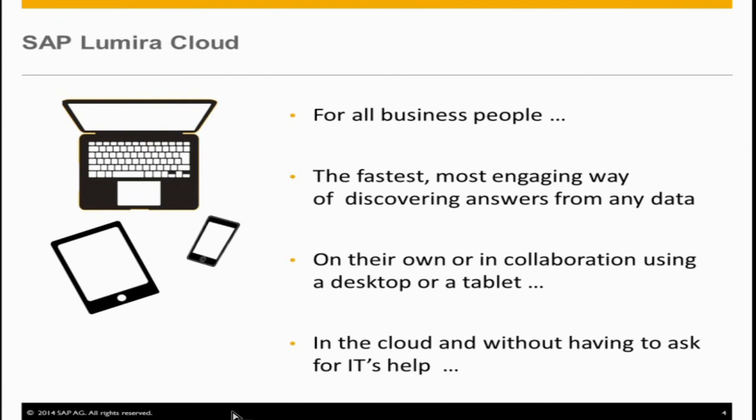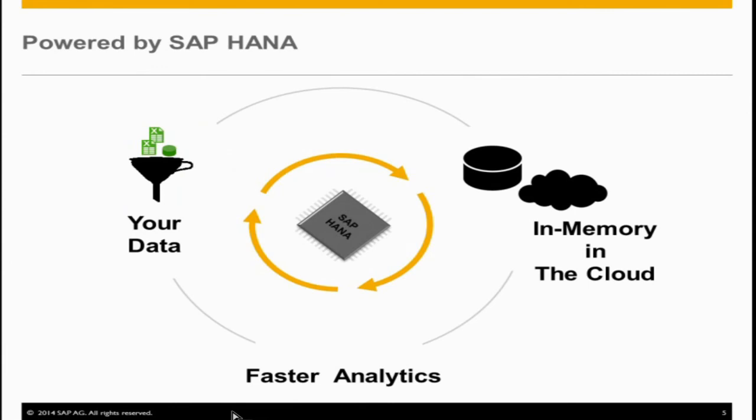So that's just a brief overview. Lumira Cloud is powered by HANA. We're actually running on the HANA Cloud platform. So any of the data calculations and things like that are done in HANA. It's, as I said, in-memory computing in the cloud. You get faster analysis without necessarily having to pay for your own HANA instance in itself. So you can take advantage of the power of HANA without necessarily having to administer it yourself.